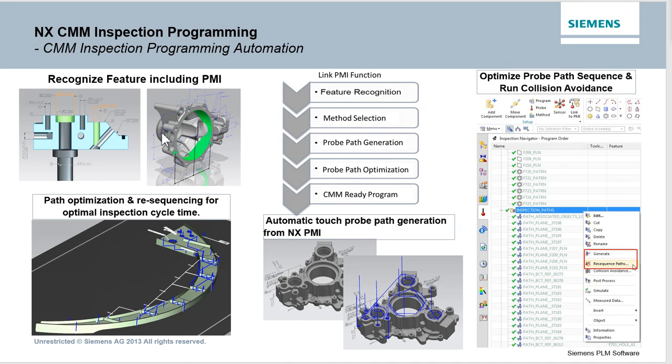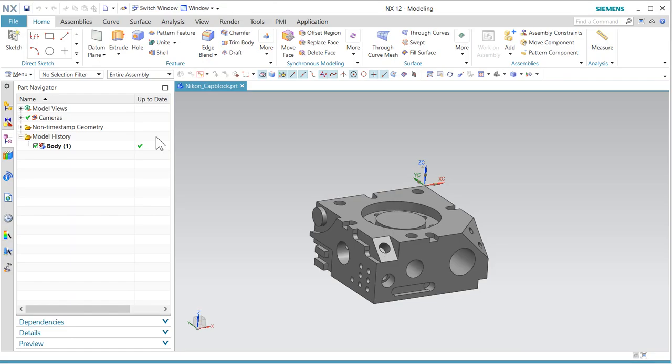The PMI information can be leveraged from your NX CAD design. The software can automatically generate features to be inspected and inspection paths, and I'll show you some of that. Let's jump to the software.